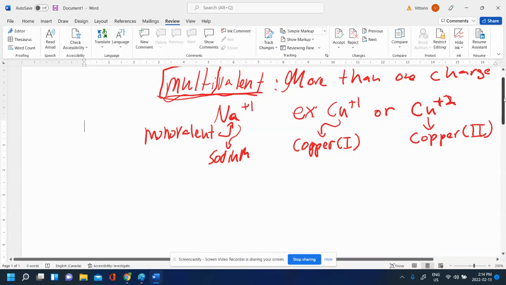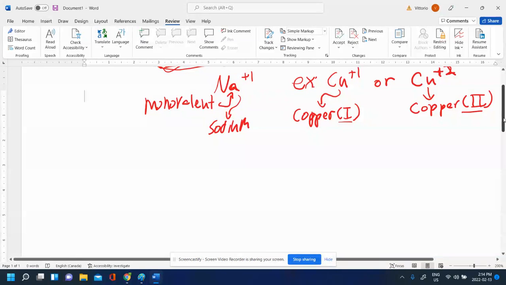So the rules for writing formulas for ionic compounds containing multivalent elements are essentially the same as the rules for any ionic compound formula writing. It's just that you have to pay attention to which version of the ion you have. And luckily, that's given to you in the name with the Roman numeral. So we'll do a few examples. We'll start off with some simple binary ionics.